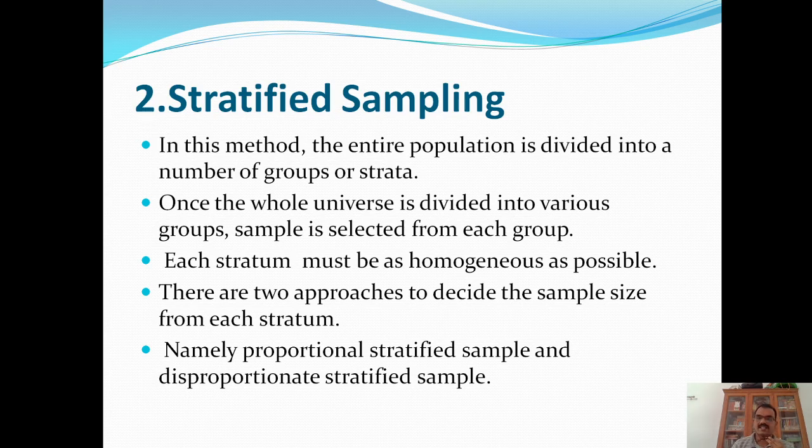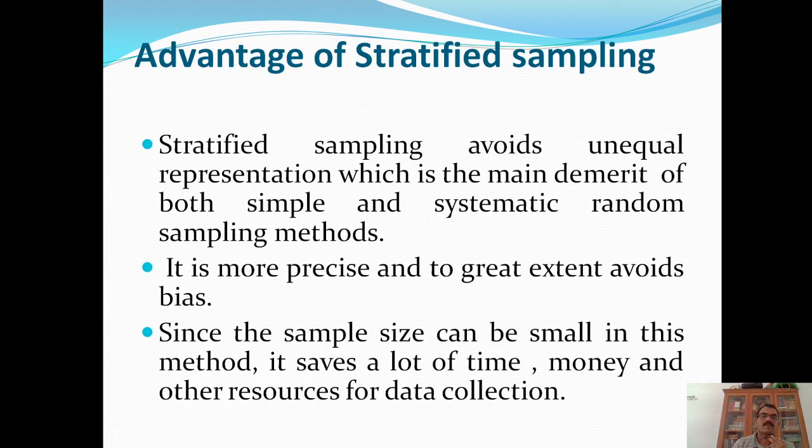There are two approaches to decide the sample size from each stratum. The first method is proportional stratified sample, on the basis of the proportion of the stratum. The second one is disproportionate stratified sample. These are the two approaches used to decide the sample size from each stratum. Now we are going to discuss the advantages of stratified sampling. First, stratified sampling avoids unequal representation, which is the main demerit of both simple and systematic random sampling methods. Second, it is more precise and to a great extent avoids bias.